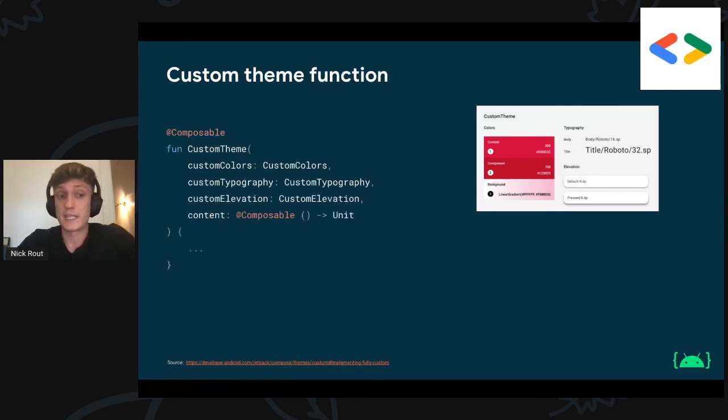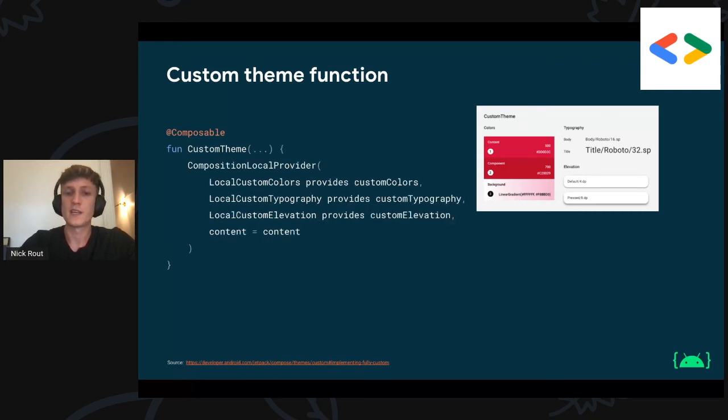We then create our custom theme function. In this case, we're not accepting any parameters that come from material. We've just got our custom colors, custom typography, custom elevation, and our content. We again use CompositionLocalProvider, providing our custom colors, custom typography, and custom elevation. And actually here, this is where it stops. At this stage, we don't have to call MaterialTheme because we aren't using any of the values from it, and we wanted to create our own entirely custom design system. We then just pass the content through to the CompositionLocalProvider directly.